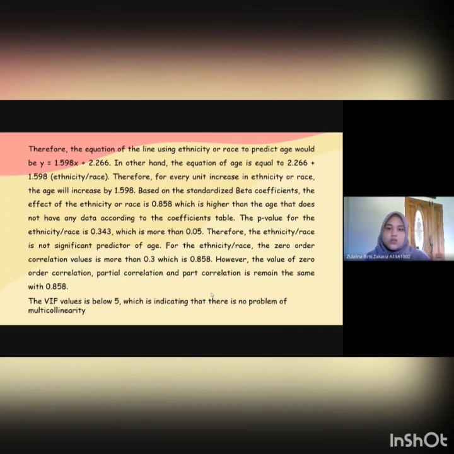Based on the standardized beta coefficient, the effect of the ethnicity or race is 0.858, which is higher than the age, which does not have any data according to the coefficient table. The p-value for the ethnicity or race is 0.343, which is more than 0.05. Therefore, the ethnicity or race is not a significant predictor of age. For the ethnicity, the zero-order correlation value is more than 0.3, which is 0.858. However, the values of zero-order correlation, partial correlation, and part correlation remain the same at 0.585. The VIF value is below 5, which indicates that there is no problem of multicollinearity.